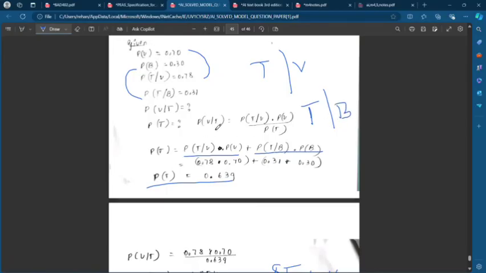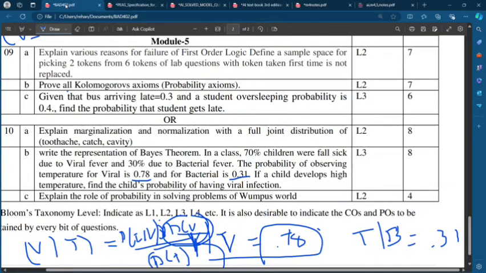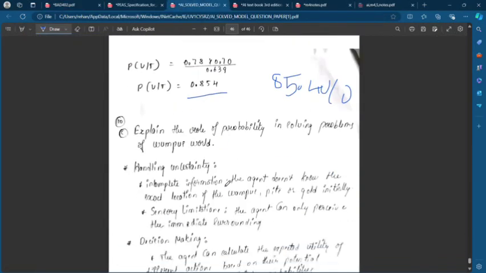T given V also should be there, and T given B also should be there here. Probability of T is equal to this into P of V, so T into V, plus T into B. This thing and this thing should be added. Simple, right? 0.78 will be multiplied with 0.7, 0.31 will be multiplied with this, and both will be added. You will get that value and you will solve, and this completes your model paper.